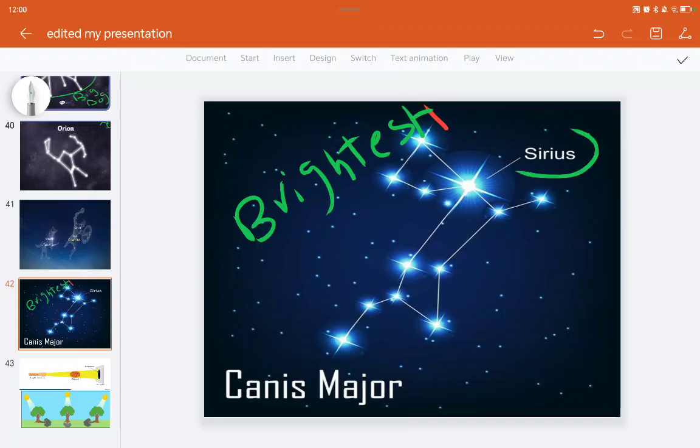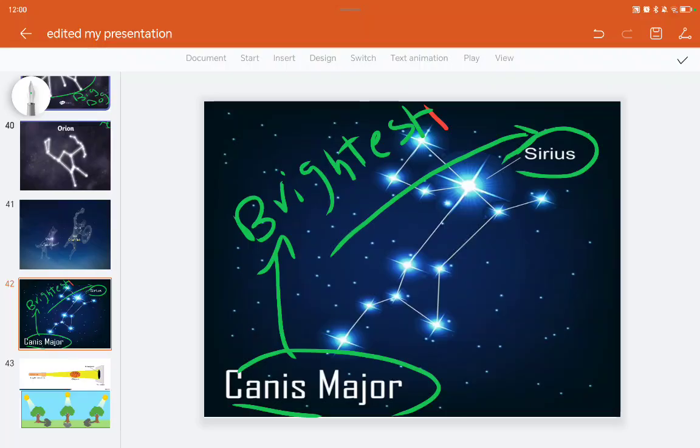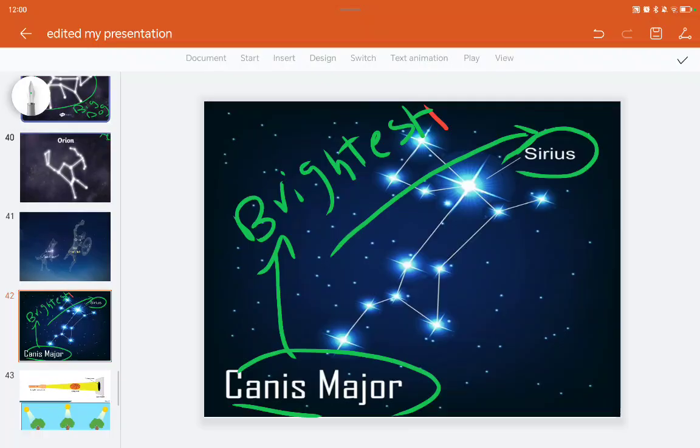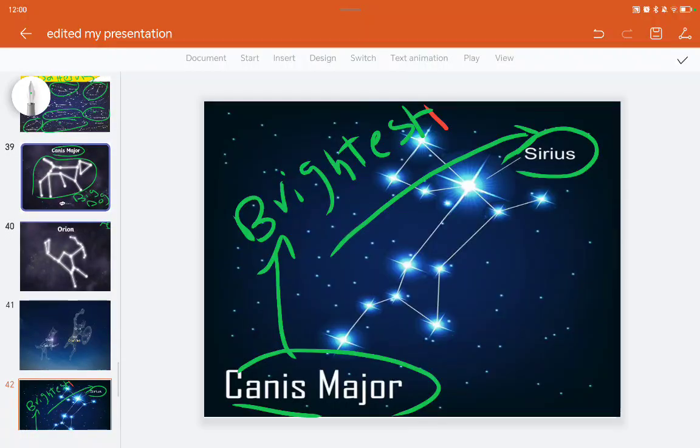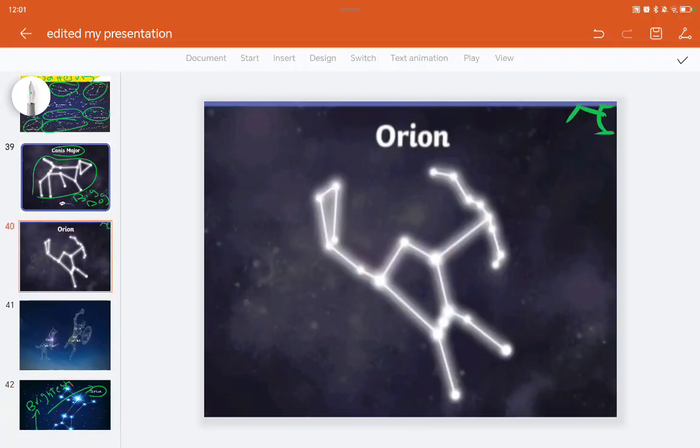We can call it Sirius. So Canis Major has the brightest star, which is Sirius. So if I ask what is Sirius, you can tell me Sirius is the brightest star in Canis Major. Okay? We have another pattern, which is Orion. Orion pattern.